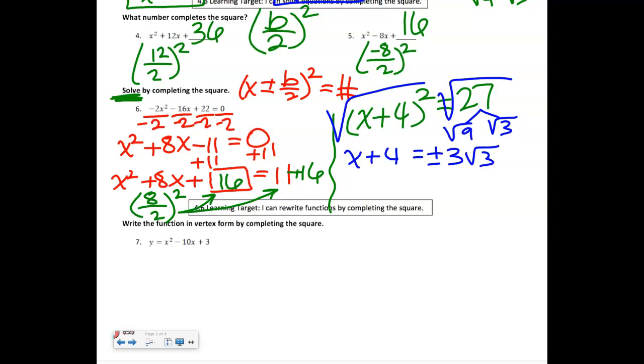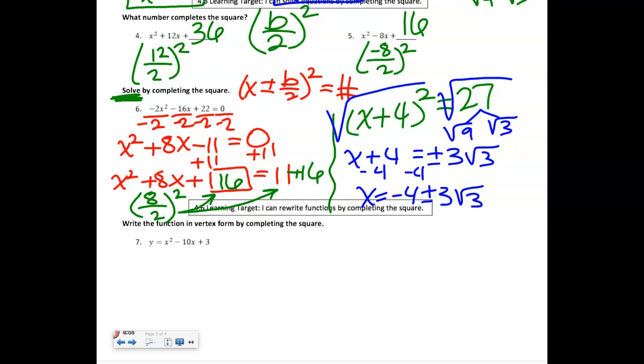We're almost there. Our last step is I have to subtract the 4. When we subtract the 4, reminder to write it properly, we put it out in front. So I'm going to say x equals negative 4 plus or minus 3 square roots of 3. Do we see there's lots of places to make silly mistakes? If you didn't divide by negative 2 at the very beginning, would everything be wrong? Yes. Okay, questions at all on this?